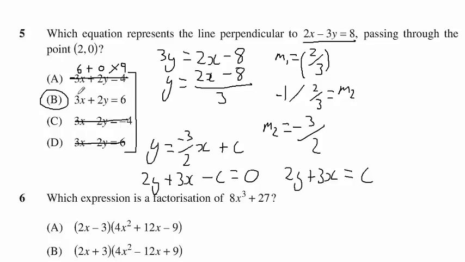So we know B has to be the right answer, but we'll check that. 6 plus 0 equals 6. Yep, B is the right answer.